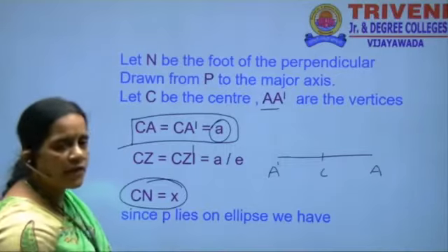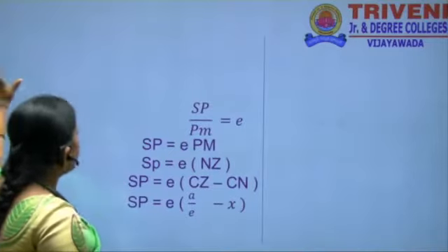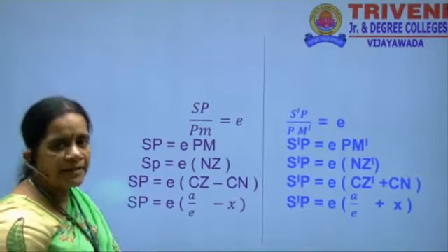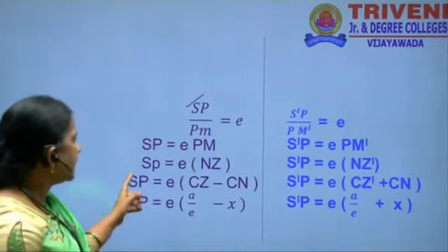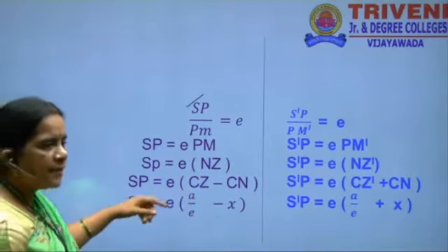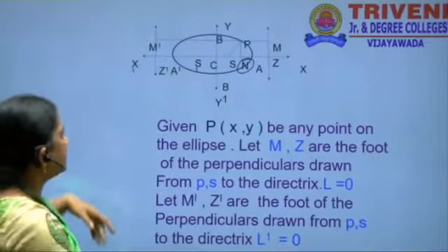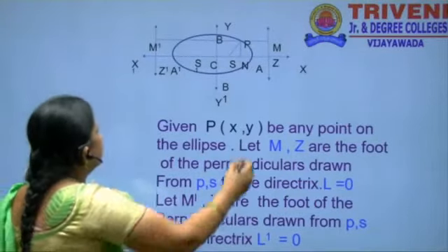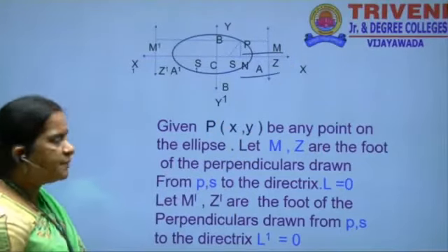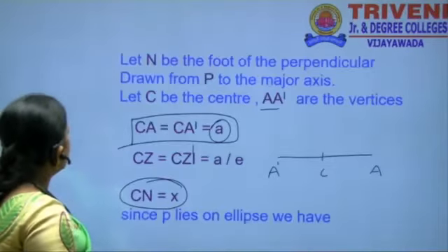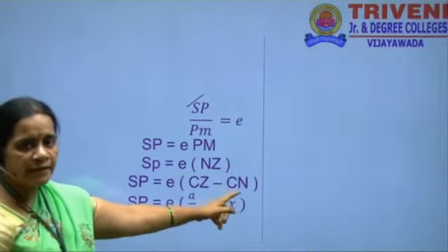Since P lies on the ellipse, we have SP by PM is equal to E, by the definition of the ellipse. SP is equal to E into PM. PM is nothing but, in the diagram, PM is equal to NZ. This can be written as NZ is equal to CZ minus CN.